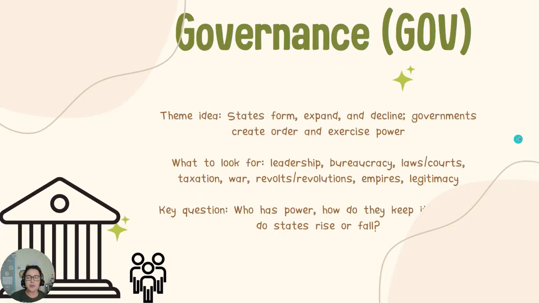Governance is a pretty basic one. The idea that states form, states meaning governments, right? A state is the land, the territory, the governing person. The nation is the people, the ethnicity. So a nation-state is a group of people that identify and are under the same government. We're going to go over that in later units as well.